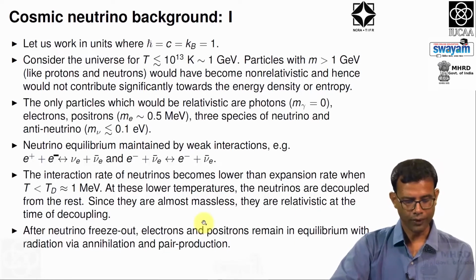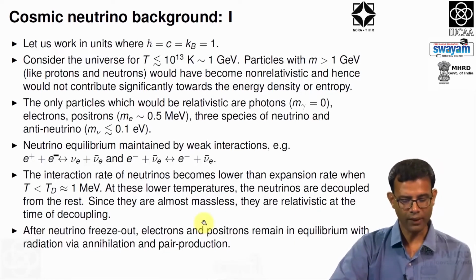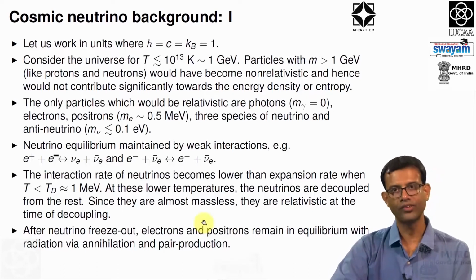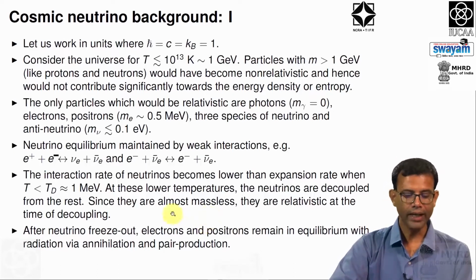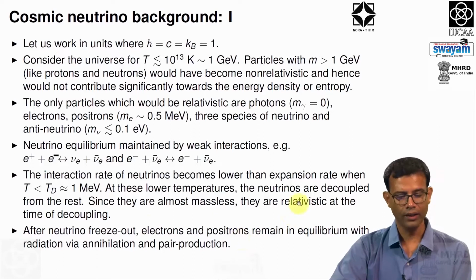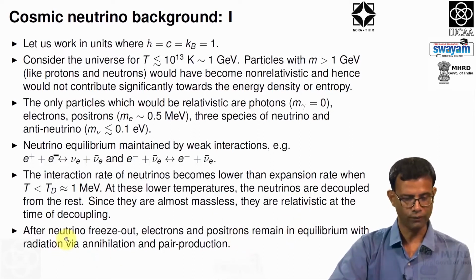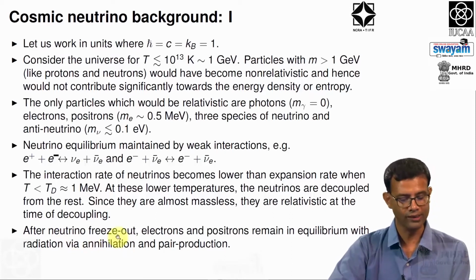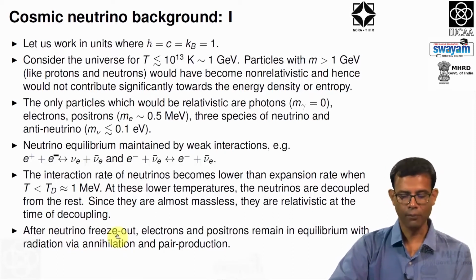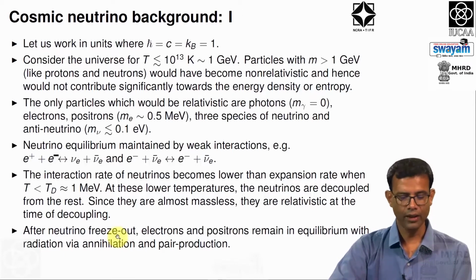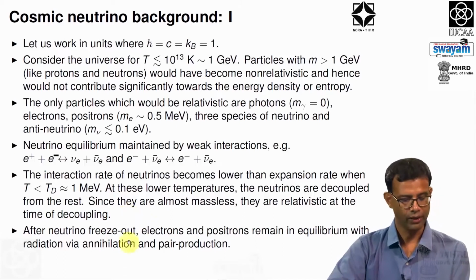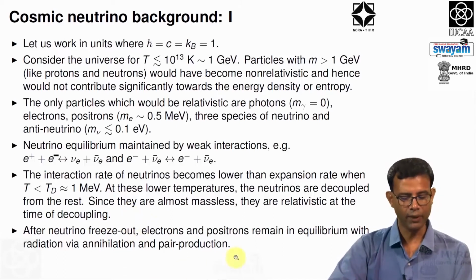Now, after this neutrino freeze out, the neutrinos are free streaming, but the electrons and positrons are still interacting and are in equilibrium with the photons. Electrons and positrons come together and produce photons, and then photons at some point disintegrate into electron positron pairs. That is called pair production. So this annihilation and pair production, forward and reverse reactions, are happening.